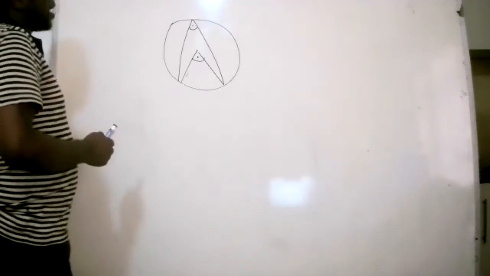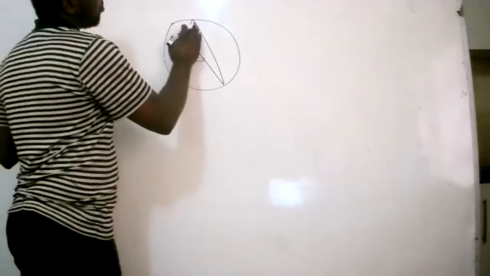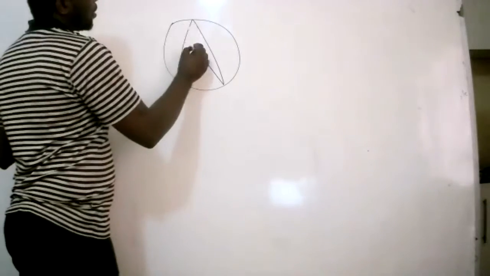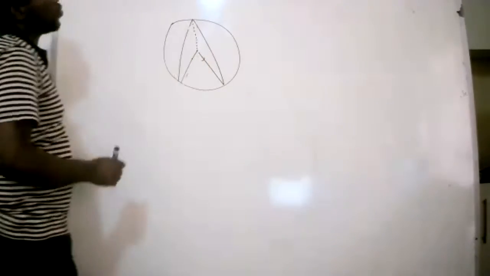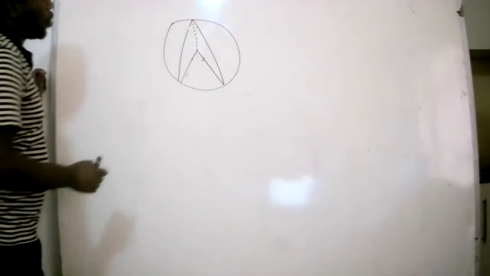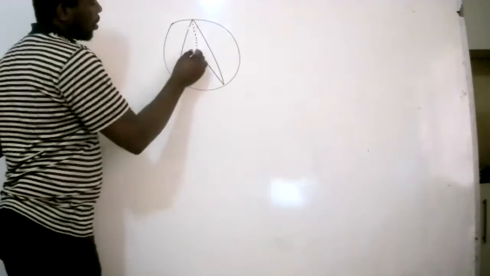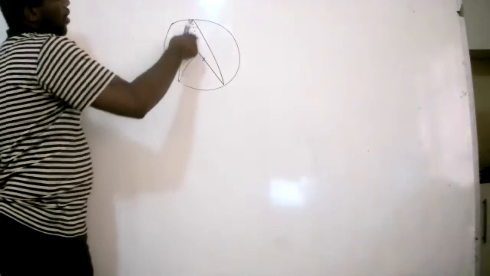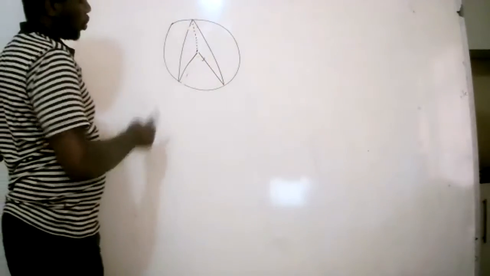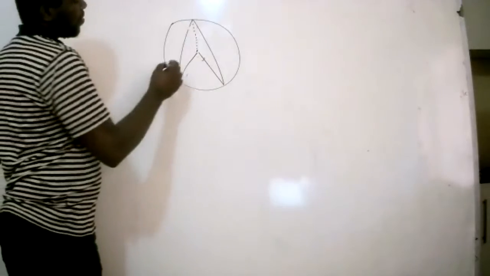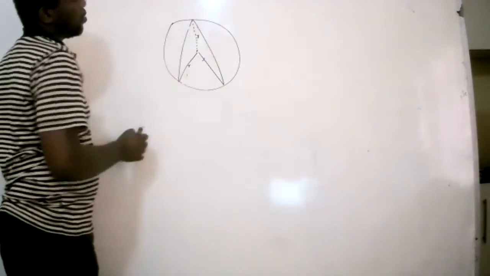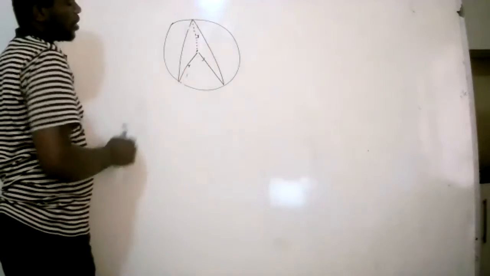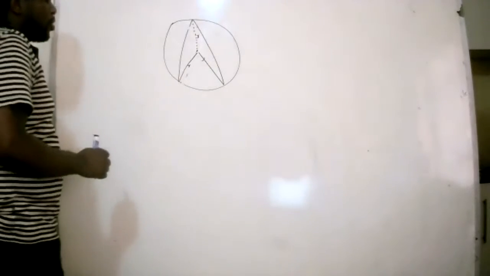So you need to construct a line between these two. From the center, you join a line that goes straight to that point there. After joining these dotted lines, there is something you must be able to observe: the radius here is the same as the radius there, because both of these are radii. Do you all see that?